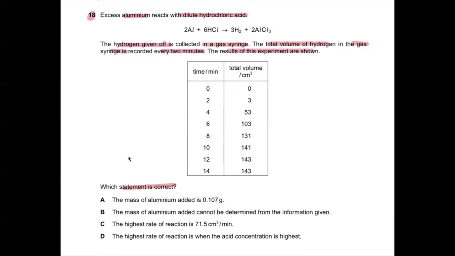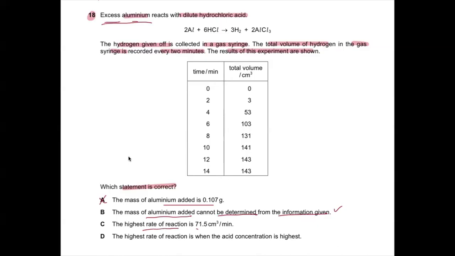If the aluminium is in excess, it doesn't matter how much mass of aluminium is added. It doesn't mean whether it's 0.107 or 0.109 or 0.2; it doesn't make any difference. So E goes wrong. The mass of aluminium added cannot be determined from the information given. Yes, that is correct. We can't determine it because we don't know how much excess it is. It is already in excess, so we can't calculate how much aluminium has been added. If it is in a perfect ratio, then we can calculate it.